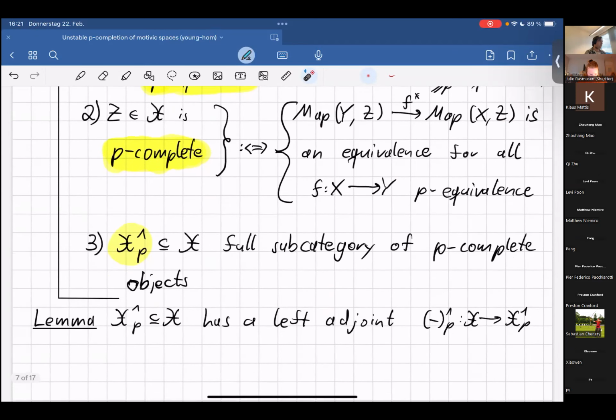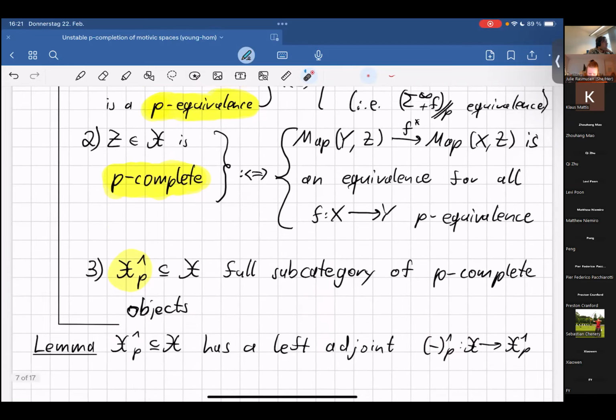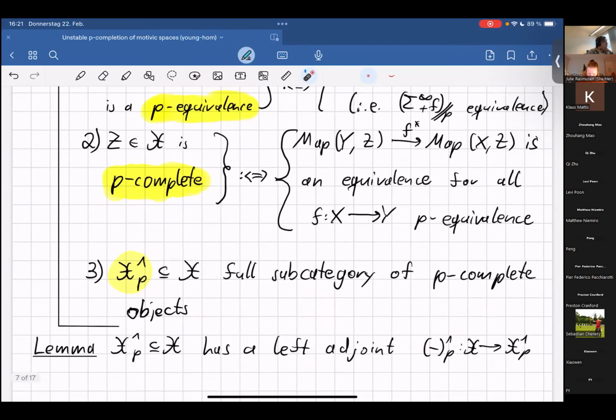And again, the general theory of localizations gives us that the inclusion has a left adjoint, which we denote by this p-completion symbol. And this is exactly the functor which inverts the p-equivalences and is universal with respect to this property and is a Bousfield localization and so on. Okay, so from abstract theory, we get some notion of p-complete objects and some notion of p-completion functor.